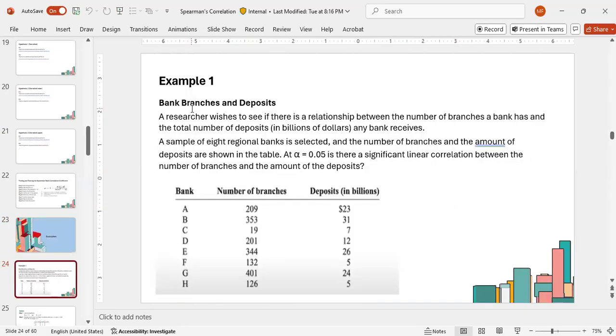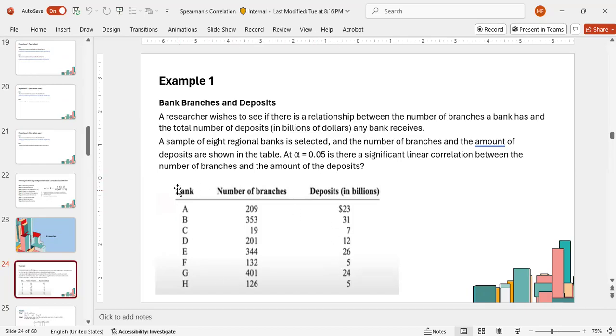This is an example of bank branches and deposits. A researcher wishes to see if there is a relationship between the number of branches a bank has and the total amount of deposits in billions of dollars any bank receives. A sample of 8 regional banks is selected and the number of branches and the amount of deposits are shown in the table. At alpha equal to 0.05, is there a significant linear correlation between the number of branches and the amount of deposits?